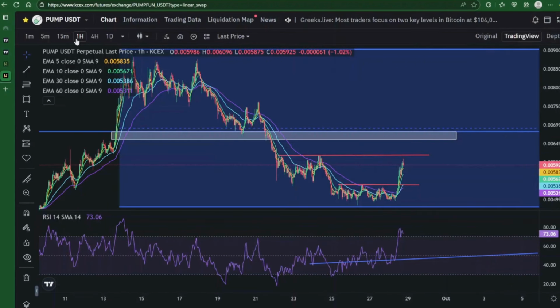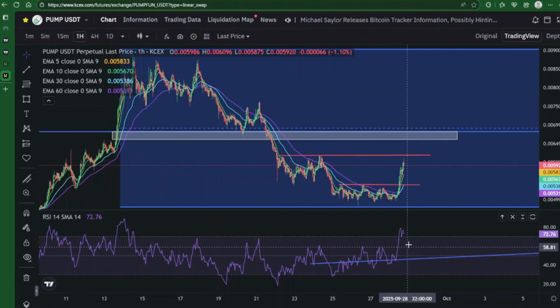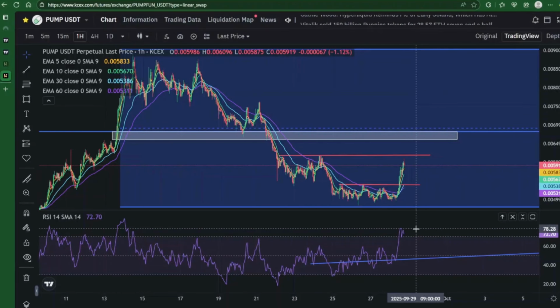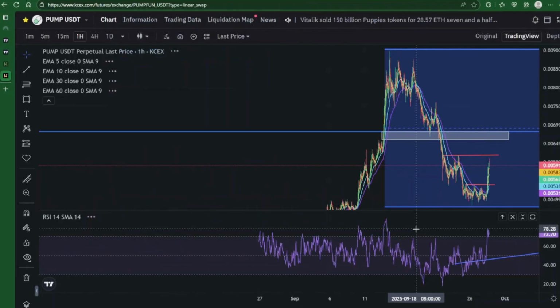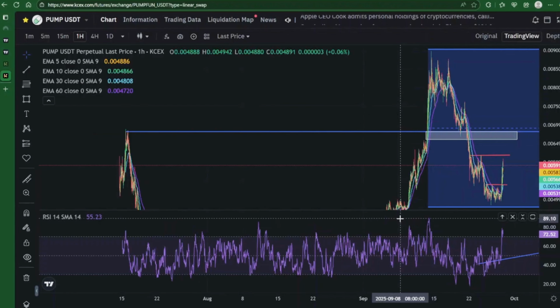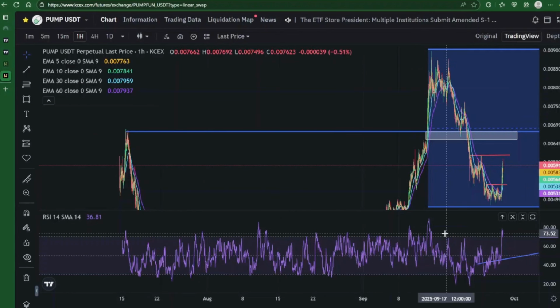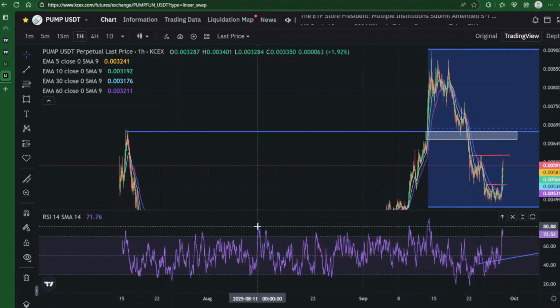Now I'm looking at this pump on the 1 hour time frame, and we've just been focusing on price action up here. I'm now noticing on the RSI action that we're at 75 to 78 on the RSI. And if I scroll back through the hourly price action, we've peaked at 87, 88, 84. So there isn't much more headroom on RSI.